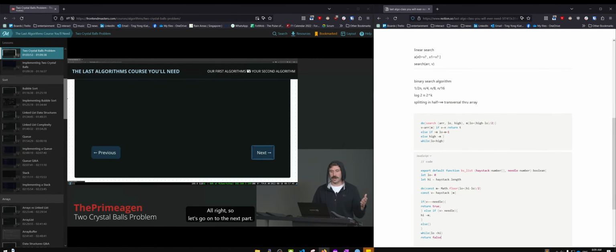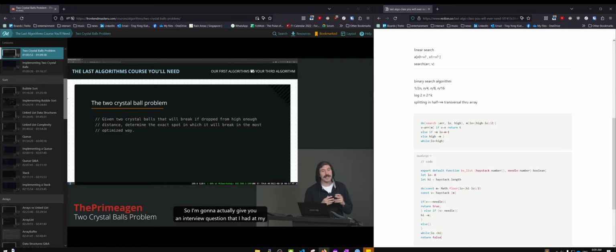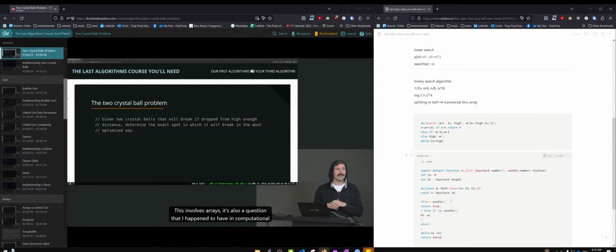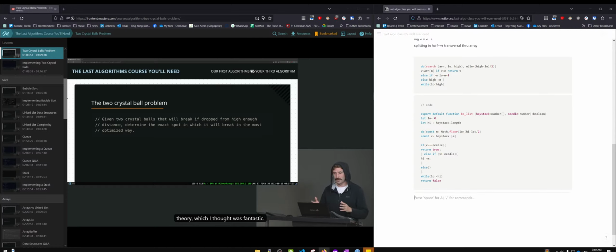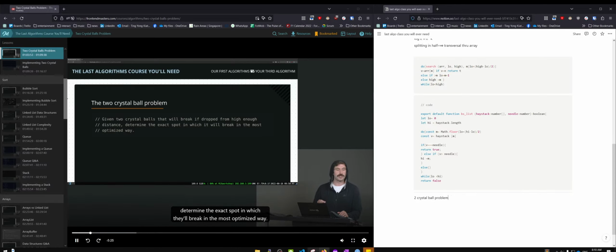All right, so let's go on to the next part. I'm going to give you an interview question that I had at my first job. This involves arrays. It's also a question that I happen to have in computational theory, which I thought was fantastic. Given 2 crystal balls that will break if dropped from a high enough distance, determine the exact spot in which they'll break in the most optimized way.